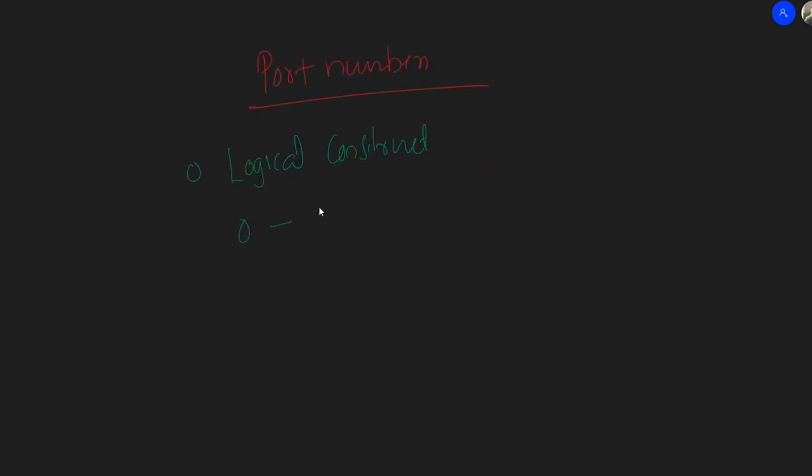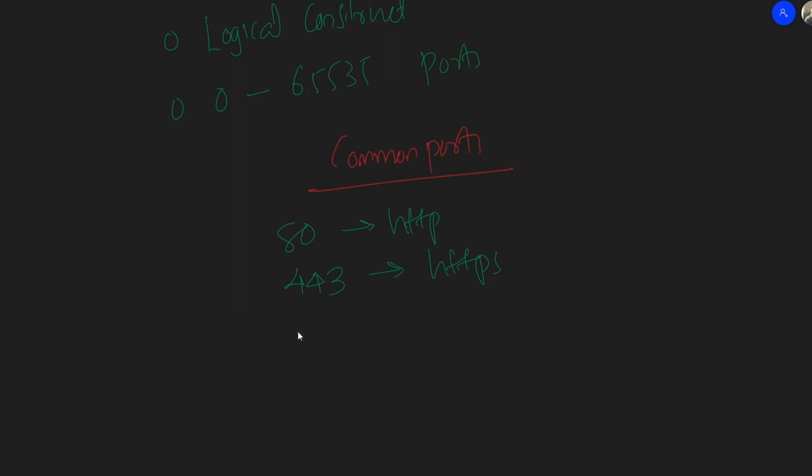There are 0 to 65,535 ports available. To better understand this, let me give you an example. These are the common ports. I'll explain what exactly this port looks like in a computer in a second. But let me just start by explaining some of these common ports. Port number 80 is used by HTTP. Port number 443 is used by HTTPS. Port number 22 is used by SSH.